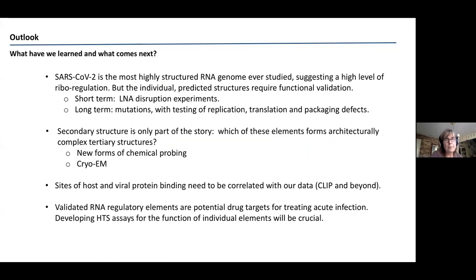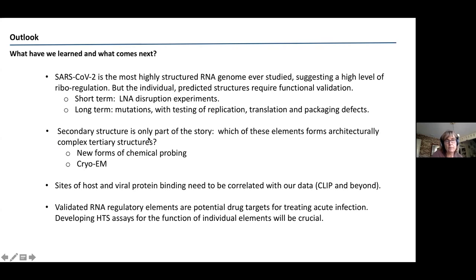So I'm going to wrap up and reiterate what we've learned and what we're going to do next. The work has established that the most highly structured RNA genome ever studied is SARS-CoV-2. It suggests a high level of regulation at the RNA level, but we are now in the process of doing functional validation of the structures we've found. Once a replicon system is in place, and we're helping Brett Lindenbach with that, we will be able to use genetics to test these, but in the short term, we are using locked nucleic acids to disrupt these structures in infected cells.